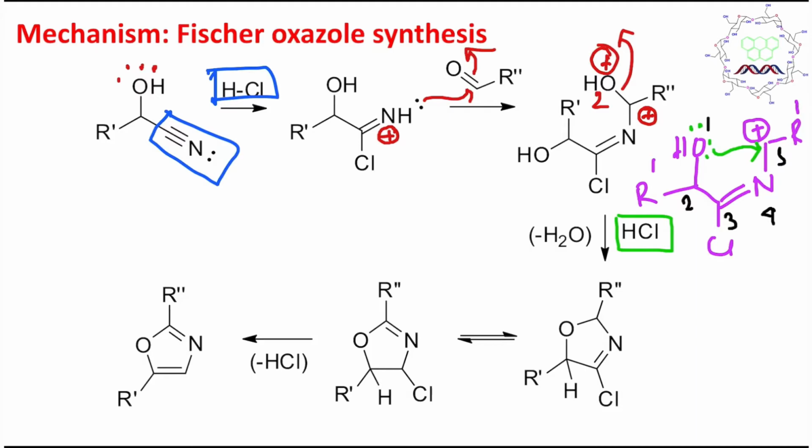Now it's a ring formation product, but still it is not oxazole. In the next step, what is possible? See, this lone pair of oxygen can push here. Sorry, I made a mistake. So in the next step, tautomerism is possible. So this is actually tautomerism.